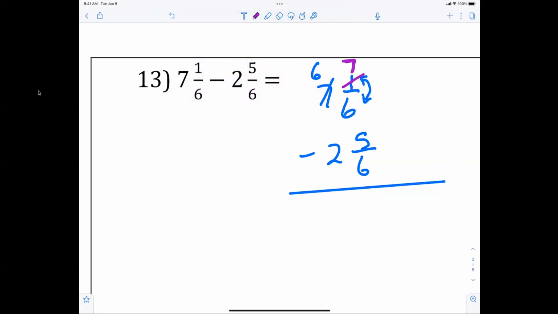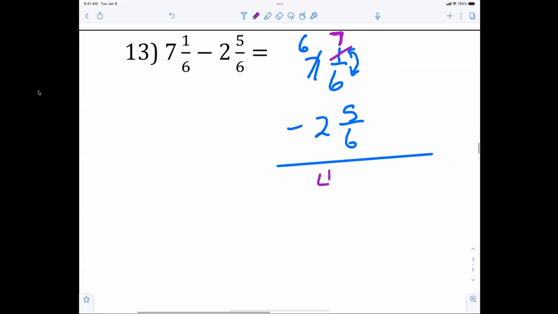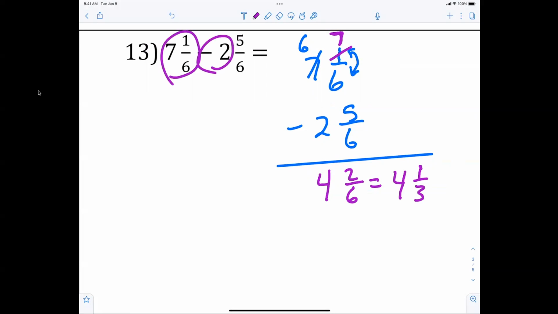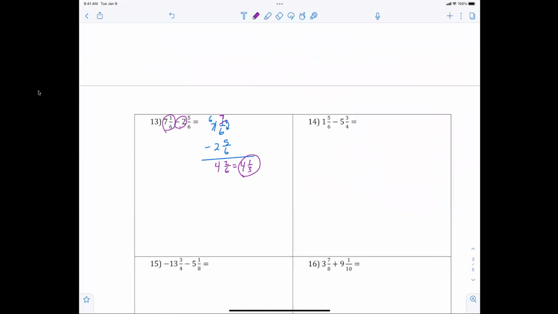All right, for those of you who were not here yesterday, when you're borrowing, you borrow 1 from the whole number, then you add the numerator and denominator. Now can you subtract? Come on, guys, I'm not interested in playing. 6 minus 2, 4 and 2/6. And of course, we never say 2/6. We just convert that to 4 and 1/3. Now I'm always double checking. Am I positive or am I negative? I am positive because 7 is bigger than 2. All right, so my answer is 4 1/3. Everybody's happy with that? All right, come on, let's go.